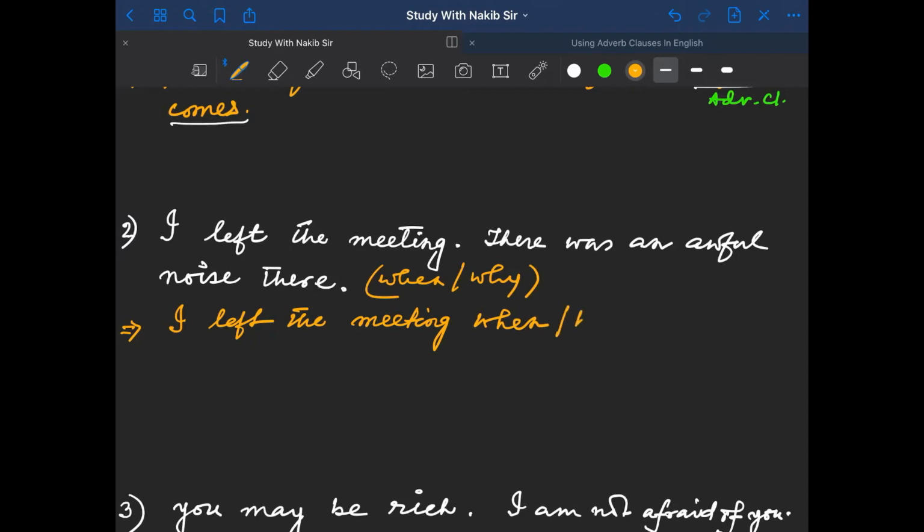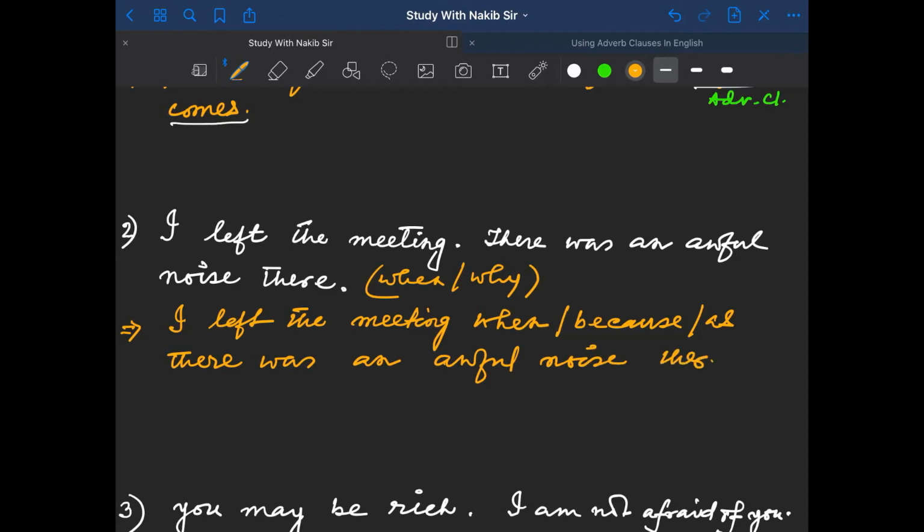Why? Because, or as there was an awful noise there. Because there was an awful noise there, as there was an awful noise there, when there was an awful noise there. You may write this way.